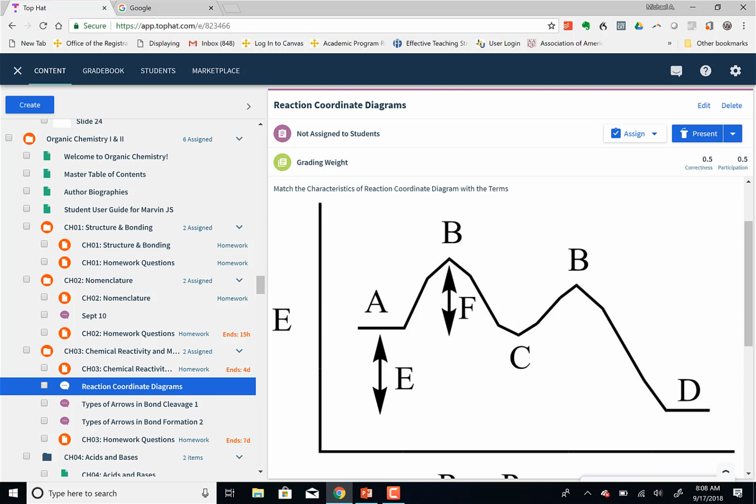Reactants. B? Transition state or activated complex. I just used transition state. C? Intermediate. B, another transition state. And then D, the products. And then F is the activation energy, and E is the delta H of the reaction.